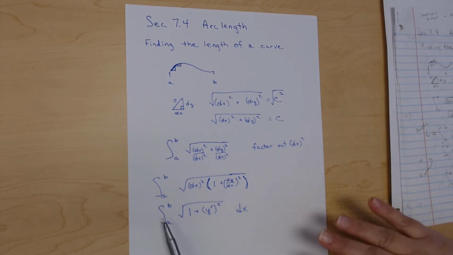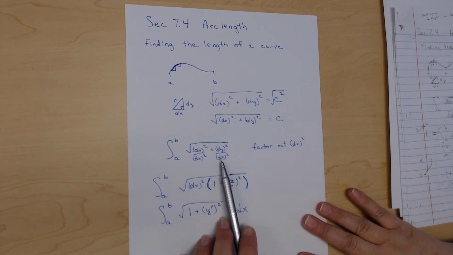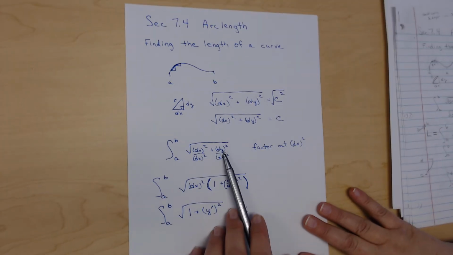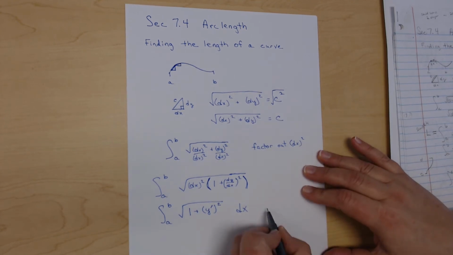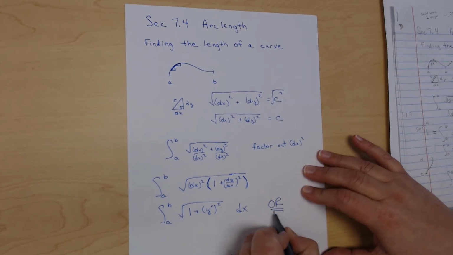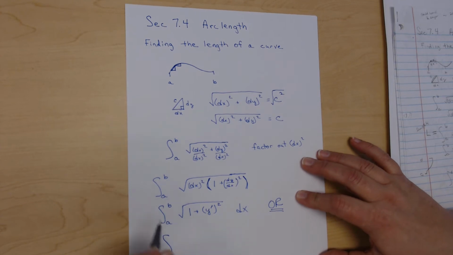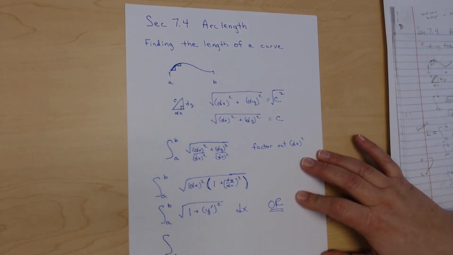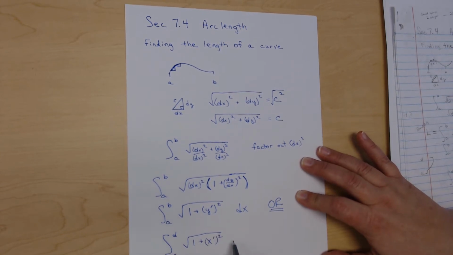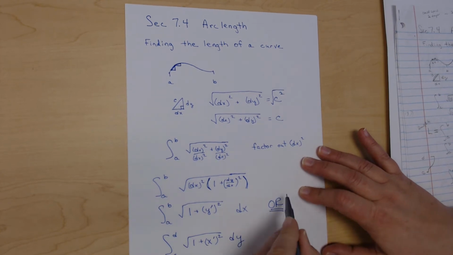And if we wanted to, instead of factoring out a dx, I could have factored out a dy, and that would have put everything in terms of y. So if I want to do it in terms of y, we'd have to go low to high. Low to high would be c to d. And then it would actually look like 1 plus the derivative, but you'd have to solve for x, so that would be in terms of y, and then dy.